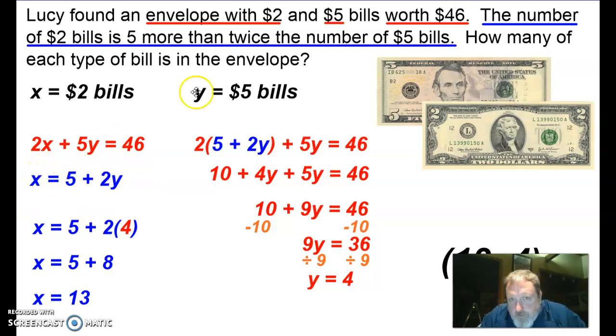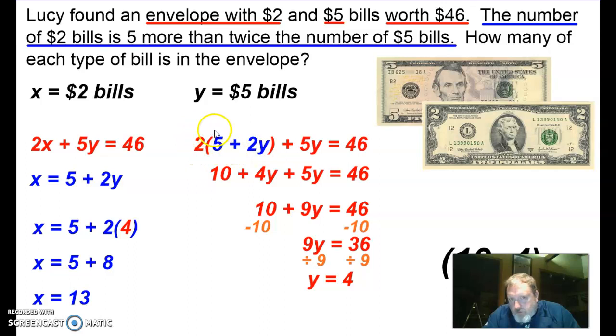This one's a little harder. The number of $2 bills, so that's x, so x equals 5 more, so we're going to add 5 to twice the number of $5 bills, and that's y. So 5 plus 2y is equal to x. This is already solved for x, so we're going to go ahead and plug this number in right there for x. We're going to use substitution since it's already set up that way. So we plug the 5 plus 2y in here.